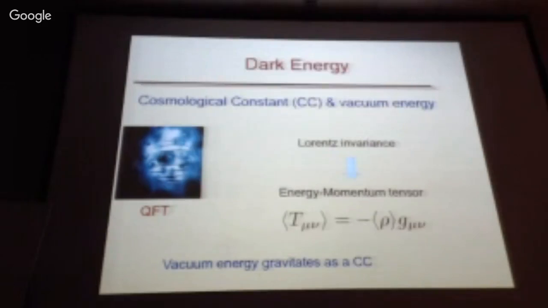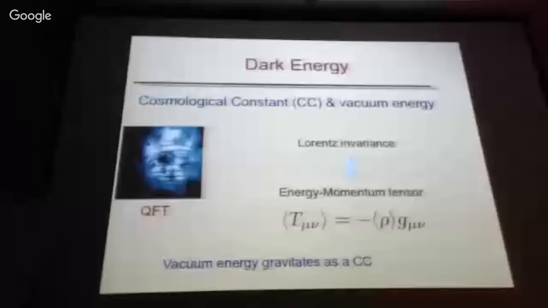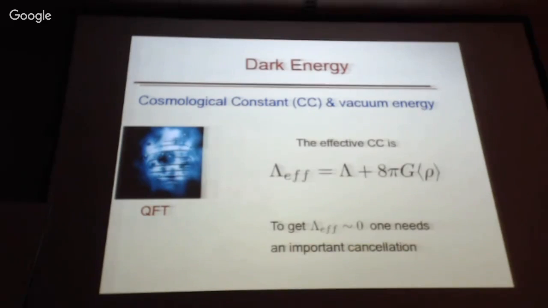If you calculate the vacuum energy, remember we know from quantum field theory that the vacuum has virtual particles there, so it's not that empty. And since we believe there is Lorentz invariance even at that level, then the energy-momentum tensor of that vacuum energy should behave as a cosmological constant. So it's just a constant times g_{μν}. That means the vacuum gravitates as a cosmological constant. So there is an effective cosmological constant, which is the sum of the one I put by hand in my theory and the vacuum energy.